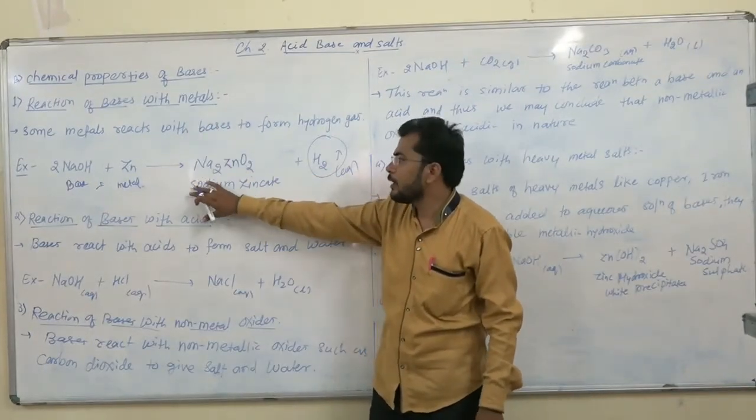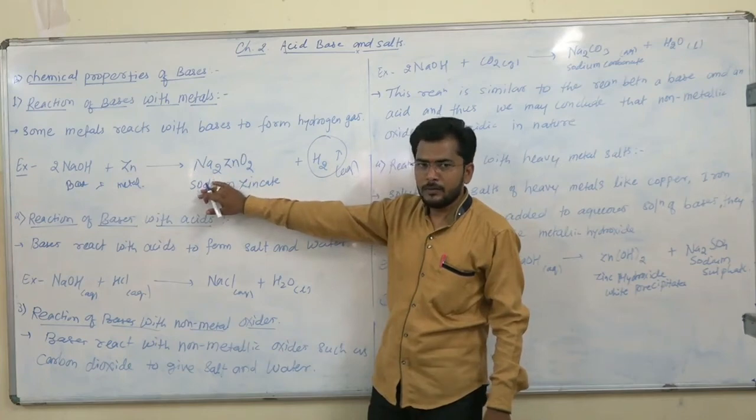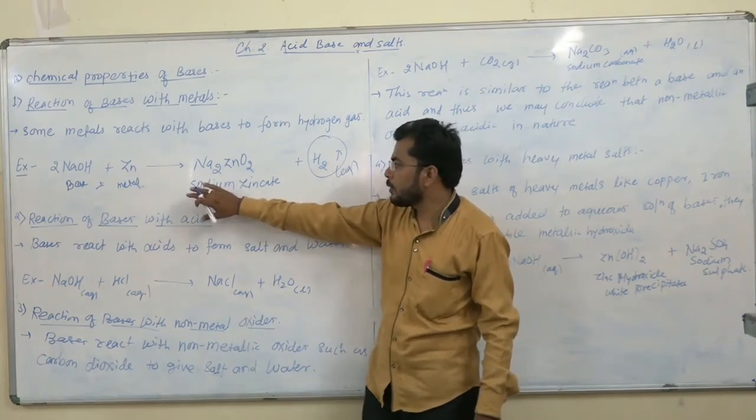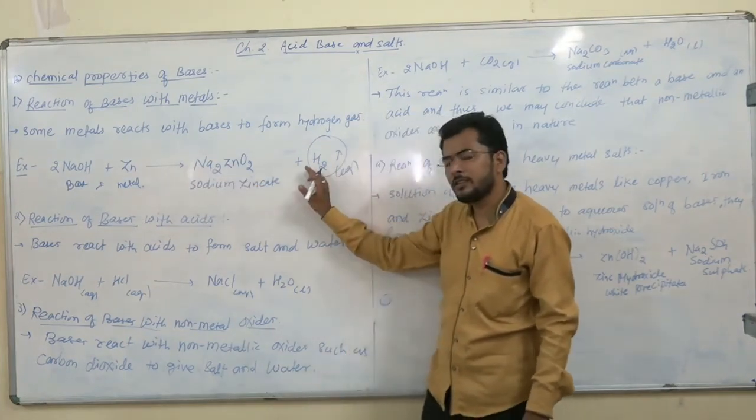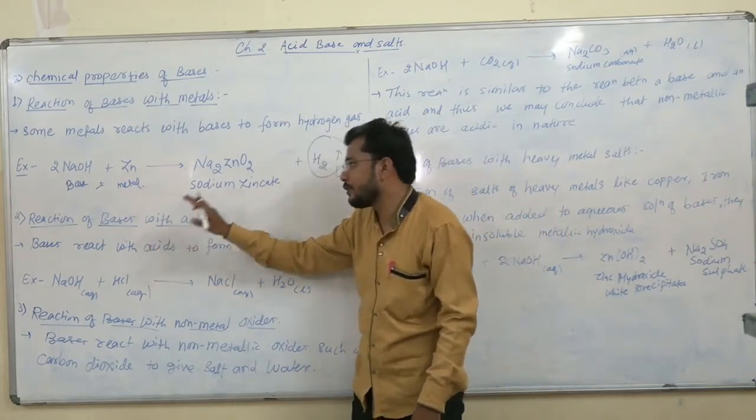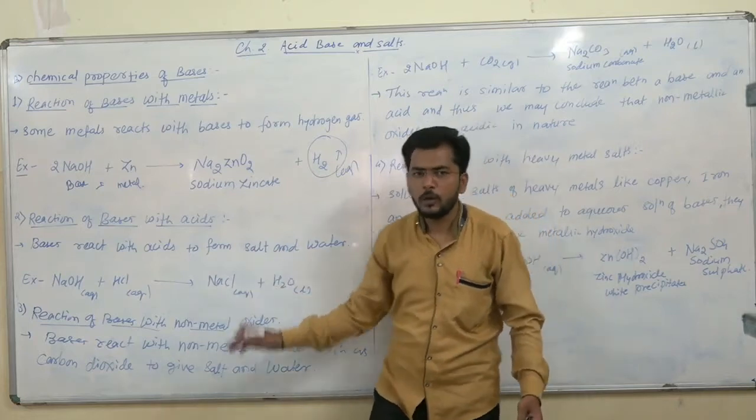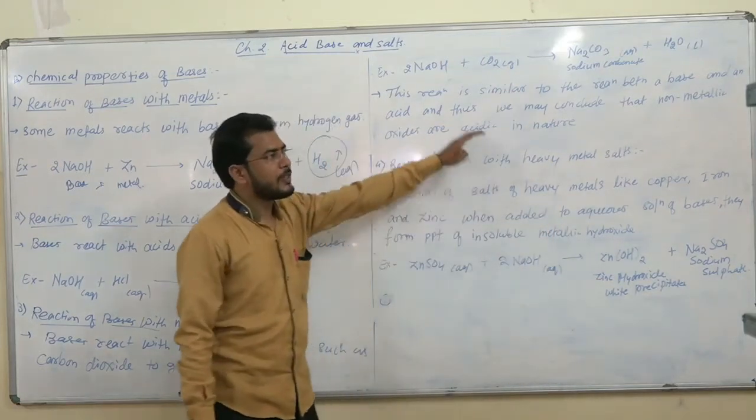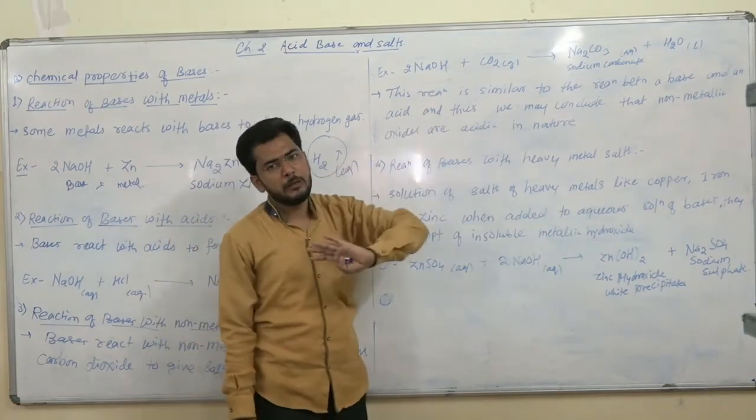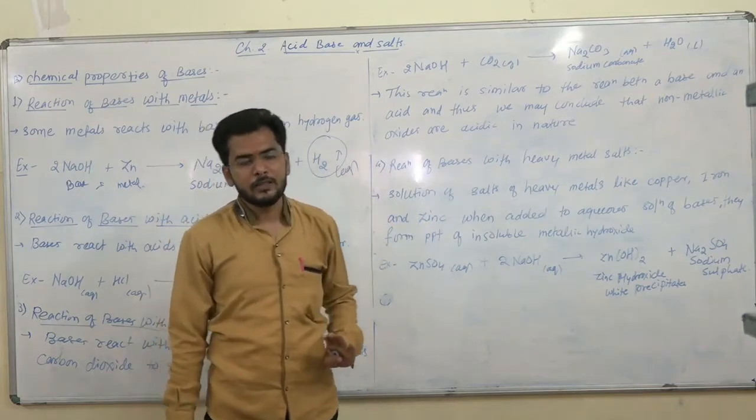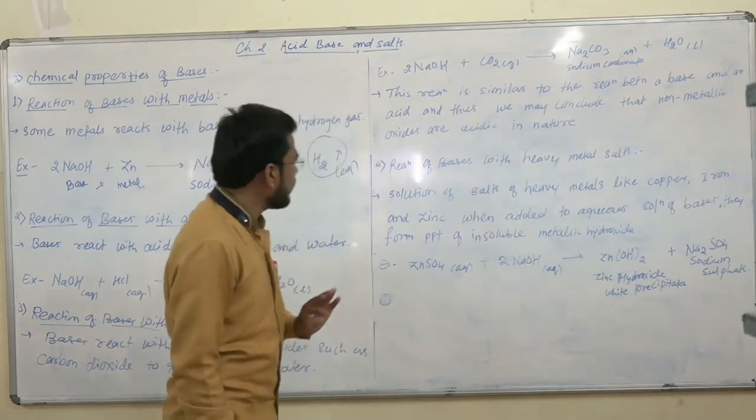The first reaction we saw, the reaction of bases with metals, at that time it forms metal salt plus hydrogen gas. When a base reacts with an acid, it is a neutralization reaction. It gives salt plus water. Whenever non-metal oxides are reacting with bases, it gives the same reaction, that is salt plus water. Okay, until now it's clear.